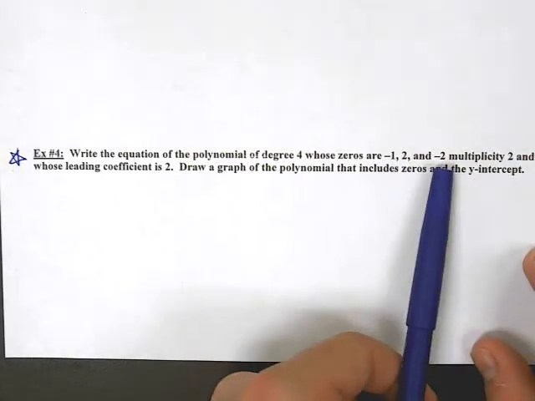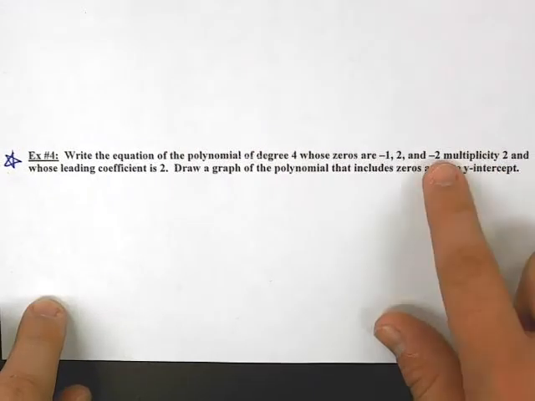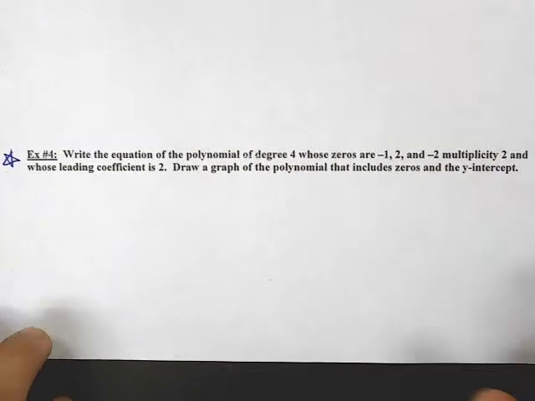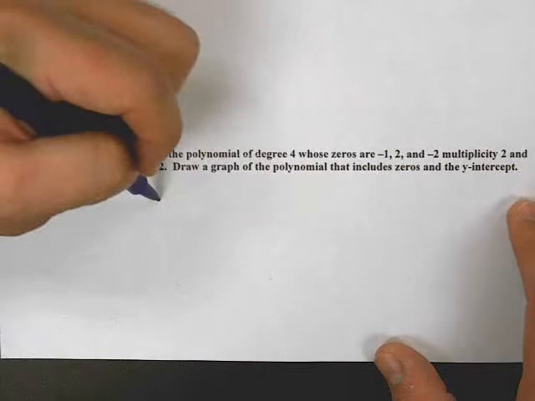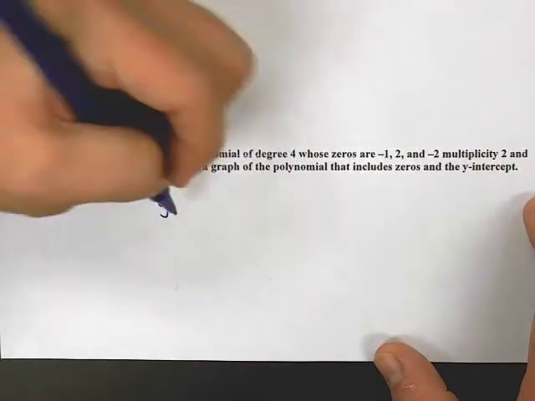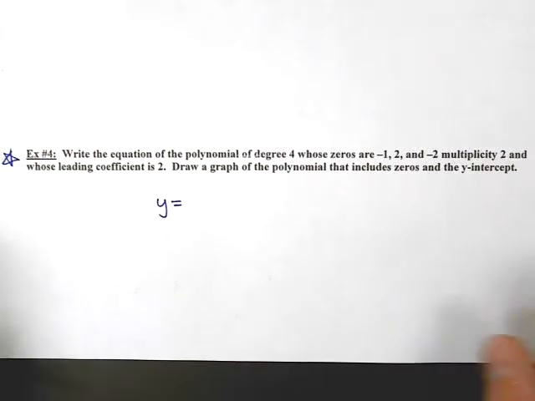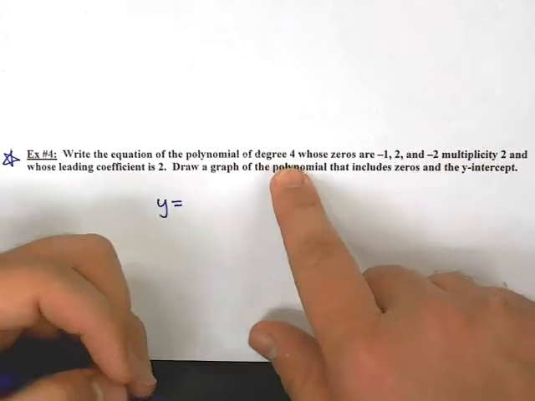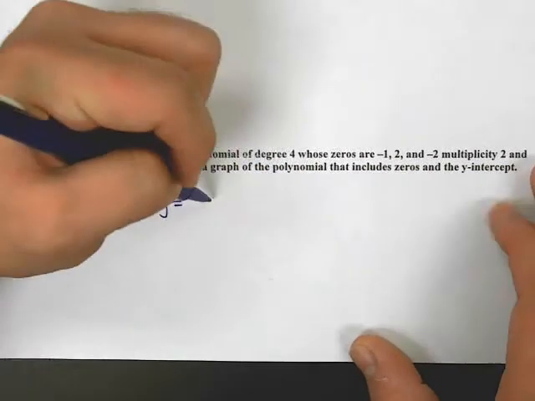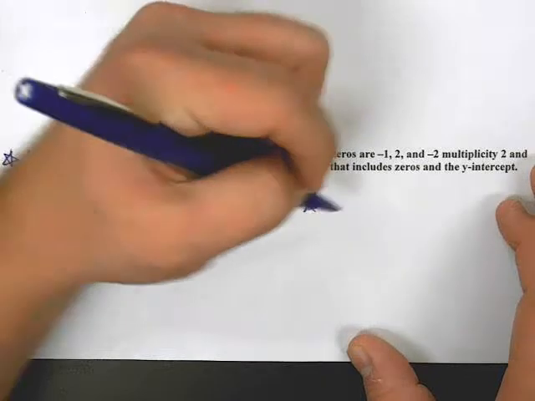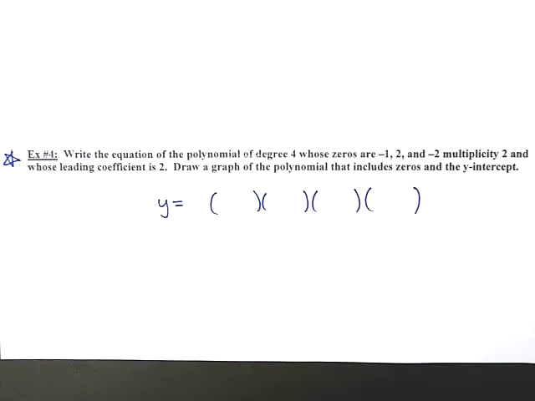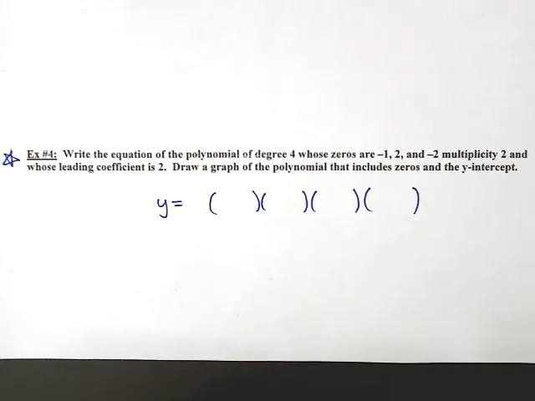And we need to write an equation of a polynomial with degree 4. Zeros are negative 1, 2, and negative 2, but this negative 2 has a multiplicity of 2. Okay? So let's think about this. We know that our polynomial is going to be an equation, so y equals or f of x equals. And let's start thinking here. Polynomial of degree 4 means I'm going to have 4 sets of parentheses. Okay?